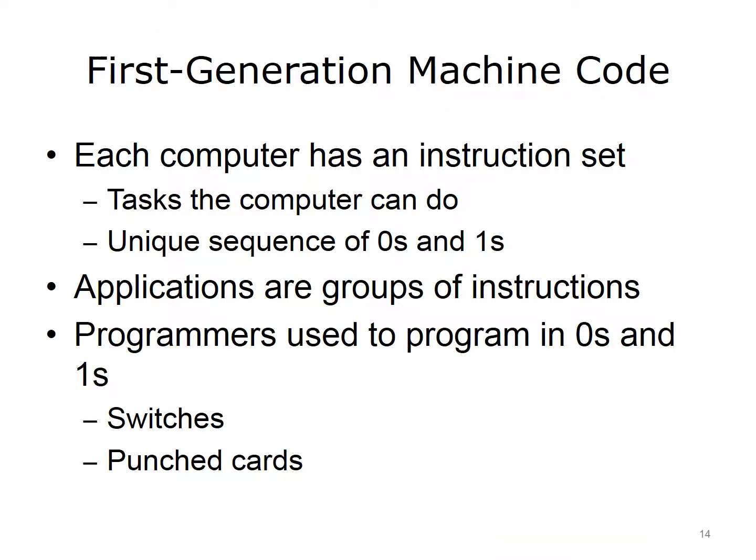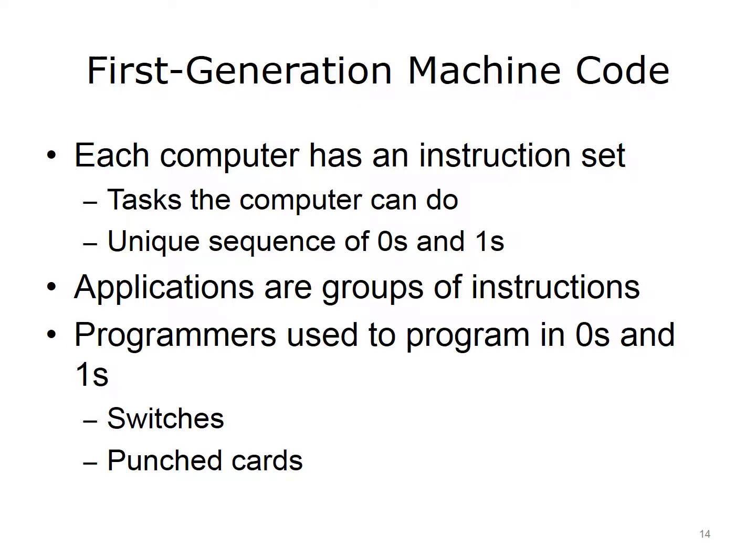Every computer has its own instruction set, usually a small set of tasks the computer can do. Each instruction is a unique sequence of zeros and ones. Every computer program or application is ultimately represented as machine code, which are groups of instructions, often numbering in the millions. When computers were first created, programmers had to program using machine code. There were no other programming languages. How this was done was dependent on the computer.